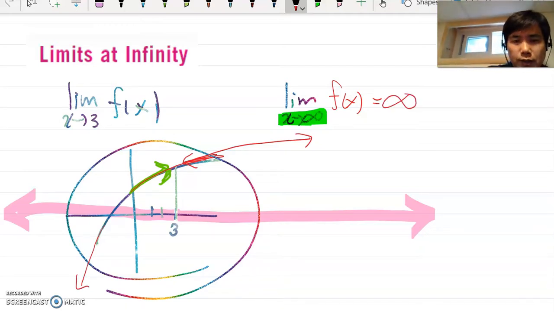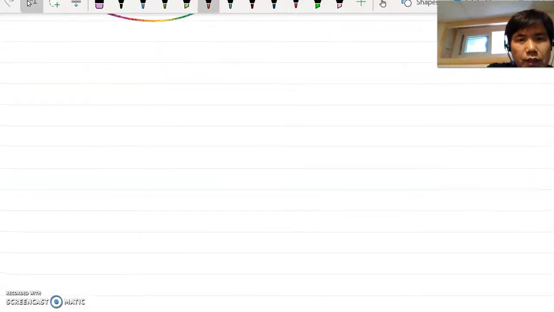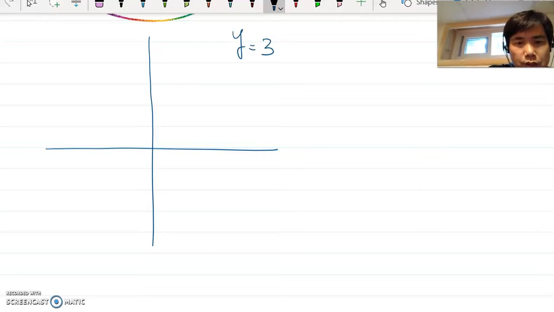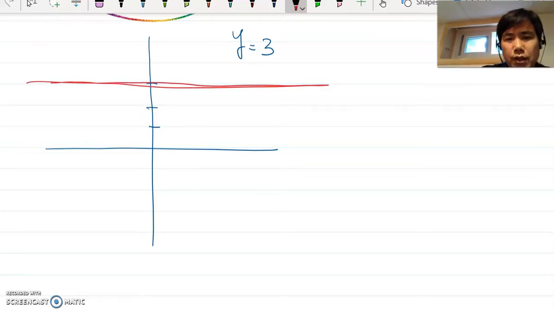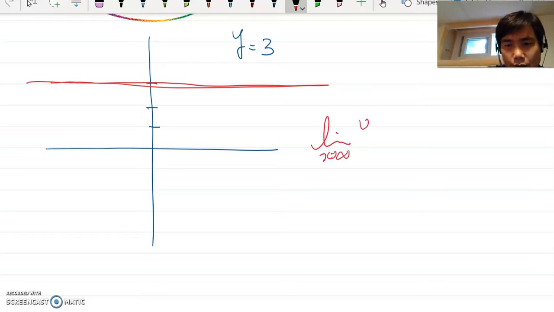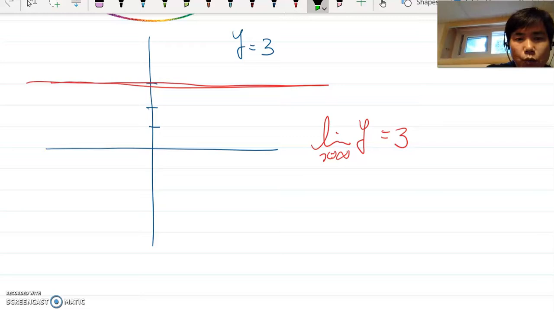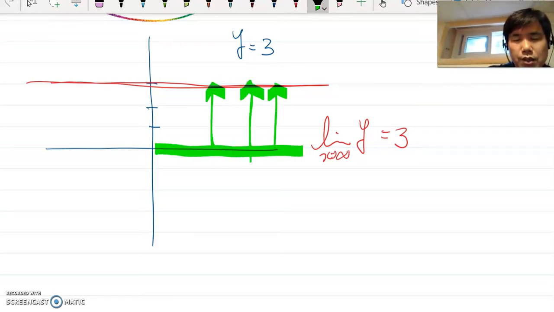Okay, now another graph. We have y equal to 3, so 1, 2, 3 here, and that should be a horizontal line here. Then what about the limit as x moves to infinity of y? This must be 3. The reason is no matter what x value we choose, the corresponding y is always 3 here.